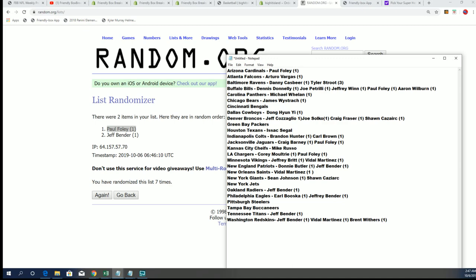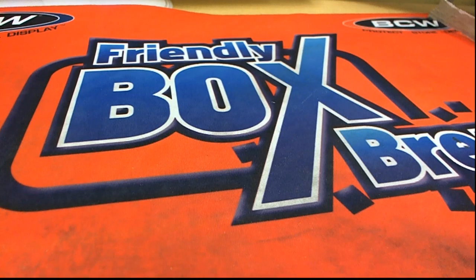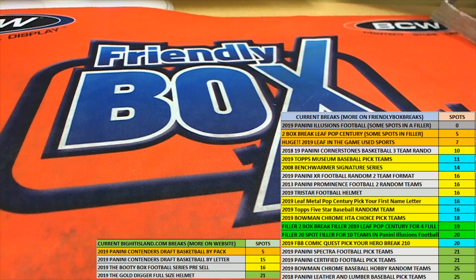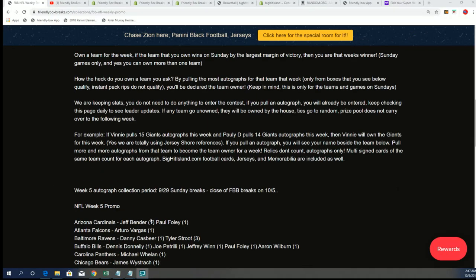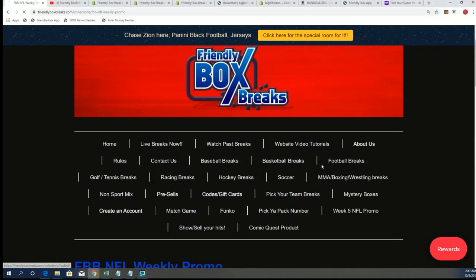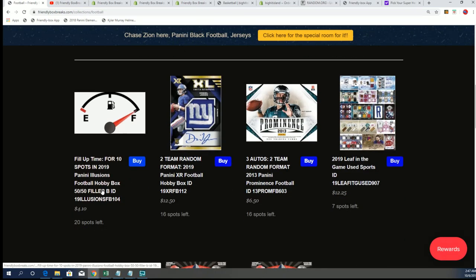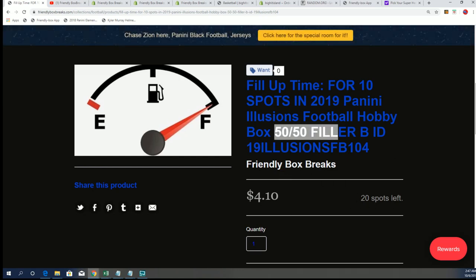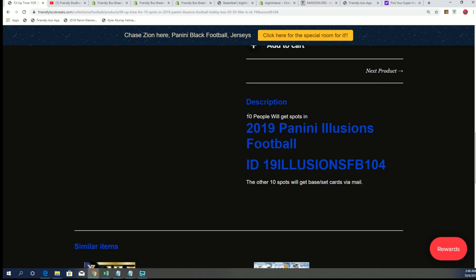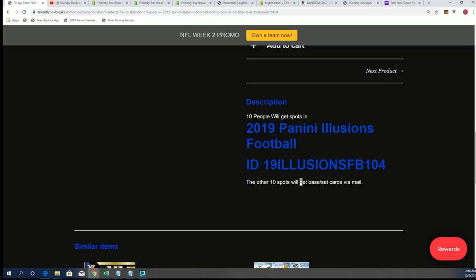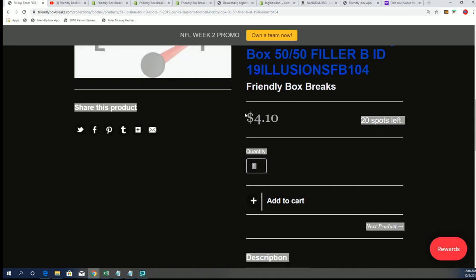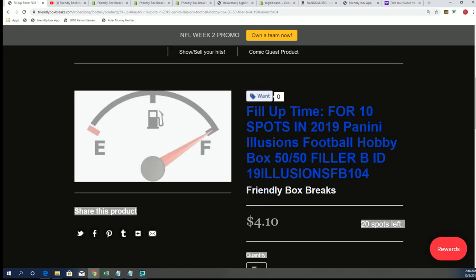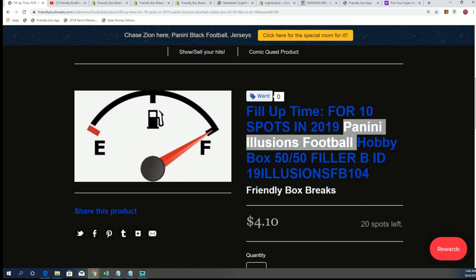Just click the link above for the filler. You can also see right here, there are 19 left, actually 20 left in the Illusions filler. 20 spots left in the Illusions football filler, where you can get teams, and it's a 50-50 filler. So 10 owners will own spots in the break in Illusions football. The other 10 will get a base card. So it's a 50-50 chance that you get a team for $10 in this Illusions filler. There's 10 spots up for grabs, 20 spot filler.